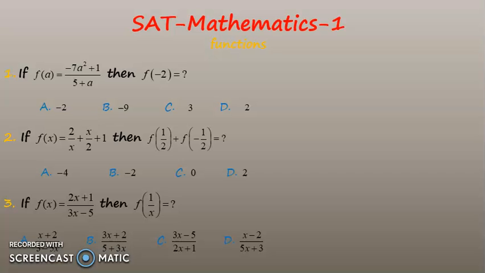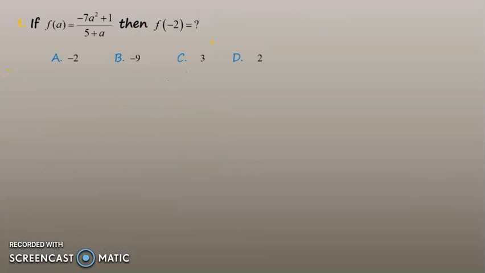For the first class I chose evaluating functions. I prepared for you 3 questions which are very similar to the official tests in SAT. Let's read the questions. The first question: if f of a is given as minus 7a squared plus 1 over 5 plus a, then what is the value of f of minus 2?